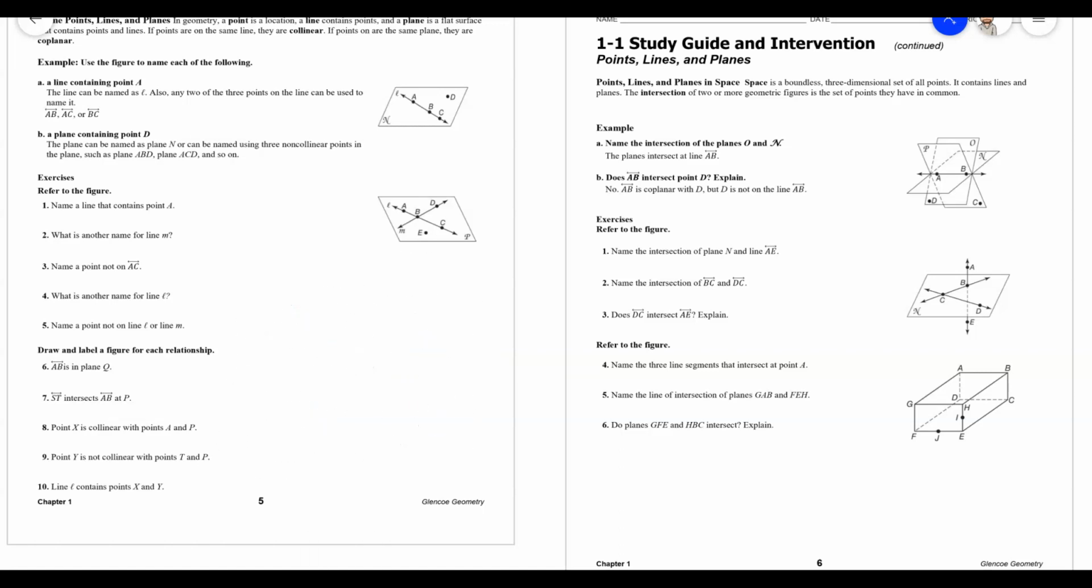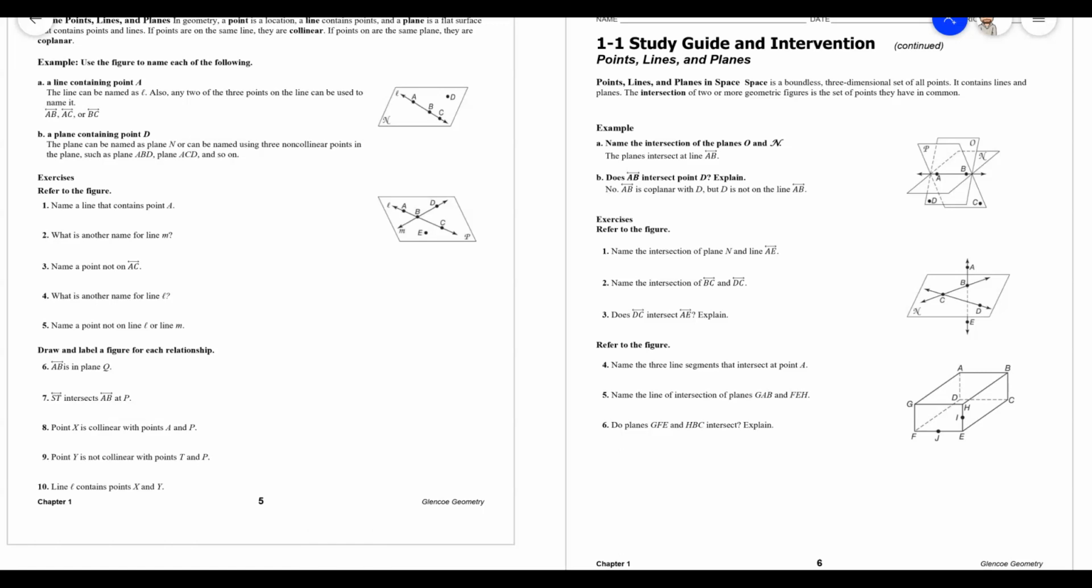And let's try another one. Point X is collinear with points A and P. So collinear means they all live on the same line. Any 2 points can be collinear. Once we have 3, we can really define collinearity. And I'm going to go ahead and put X in between A and P. Don't really have to, we could put it anywhere. But I need to show that all 3 of those points live on the same line. That's what we mean by collinear.